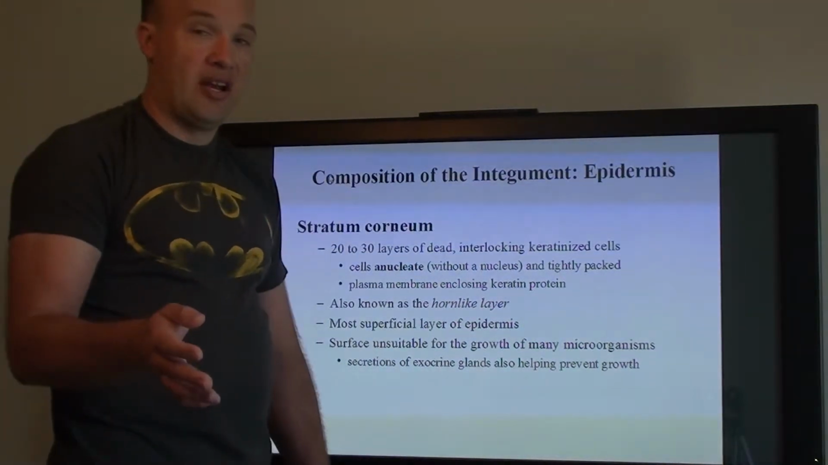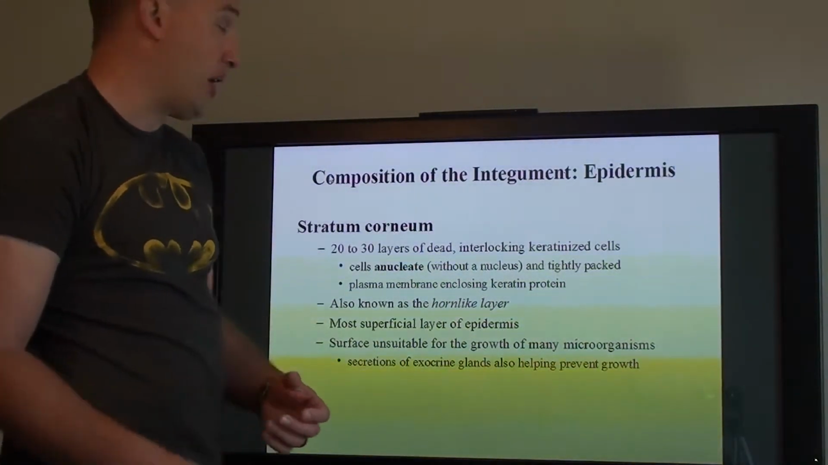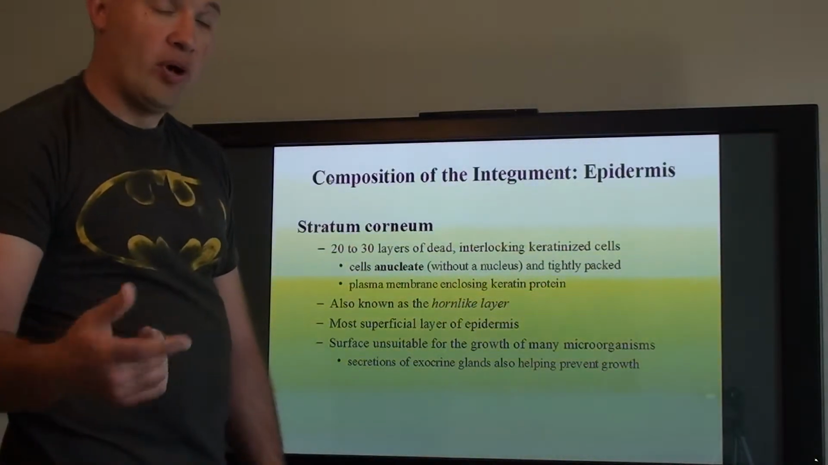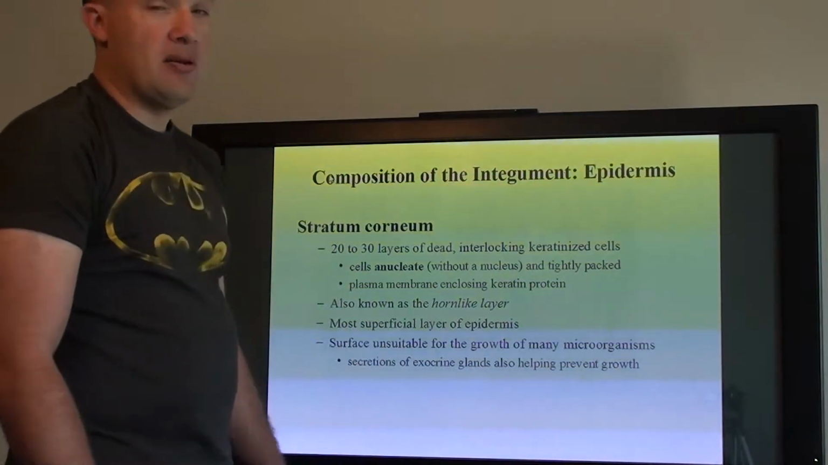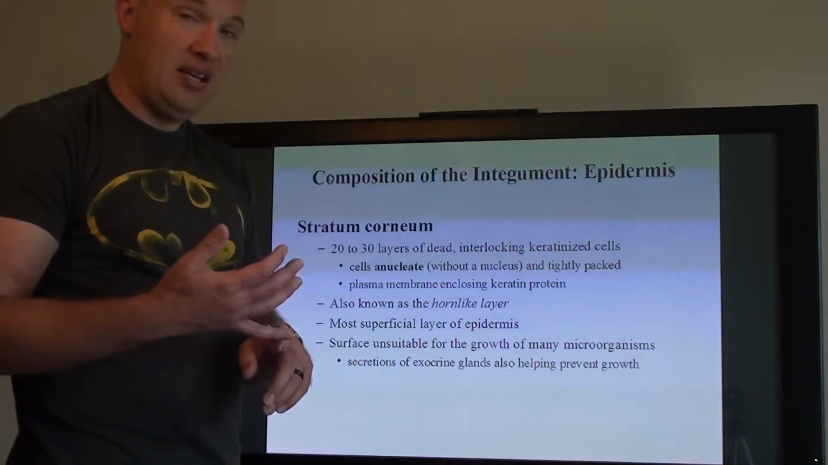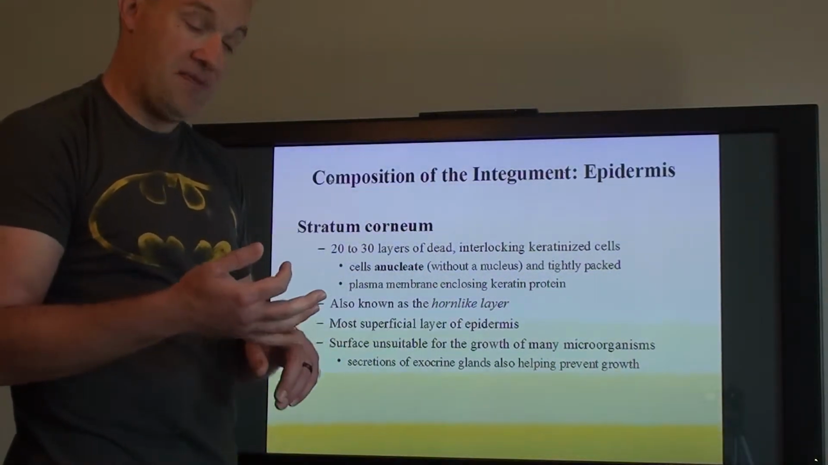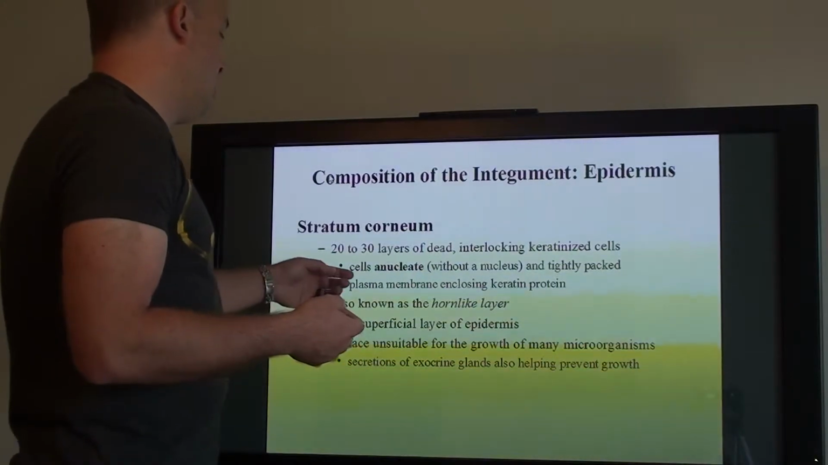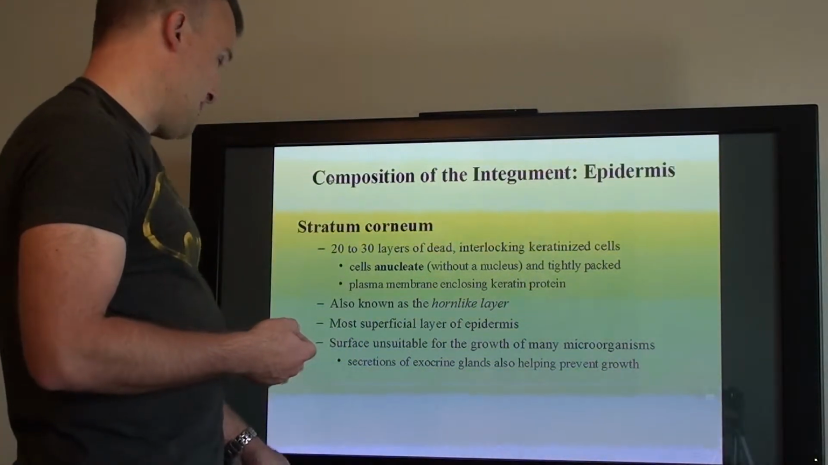Alright, last layer, the most superficial one. Here's the stratum corneum, also known as the horny layer. So again, we had 1 layer of cells, 2 or 3 layers of cells. Now we've got many layers of cells, 20 to 30. These are dead, interlocking, squamous keratinocytes filled with keratin, because all that keratin has gotten rid of the nucleus and the organelles.